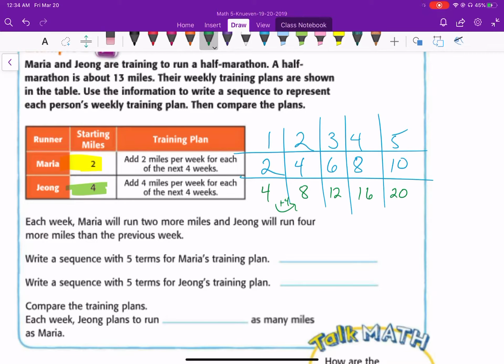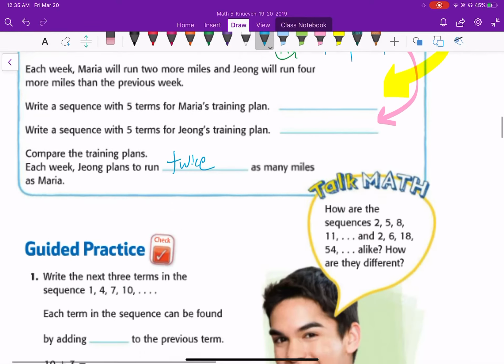Write a sequence with 5 terms for Maria's training plan, and that would be exactly what we notice here. That would be what we write on that line, and then we could identify Young's and put that down here. Compare the training plans. Looking at it, each week Young is going to run twice as many miles as Maria. All right, let's look at the next one.